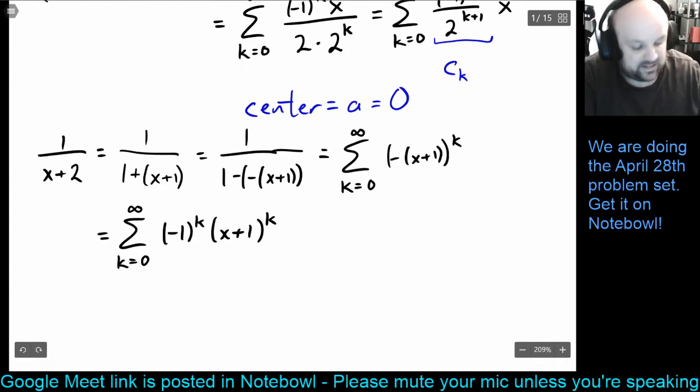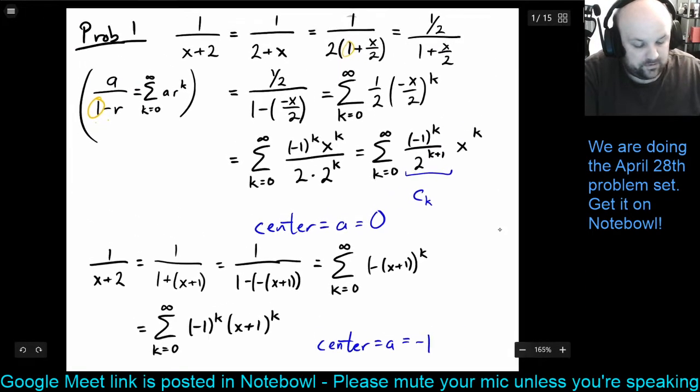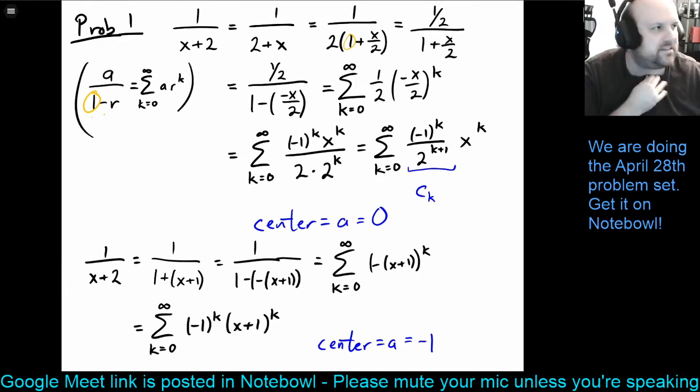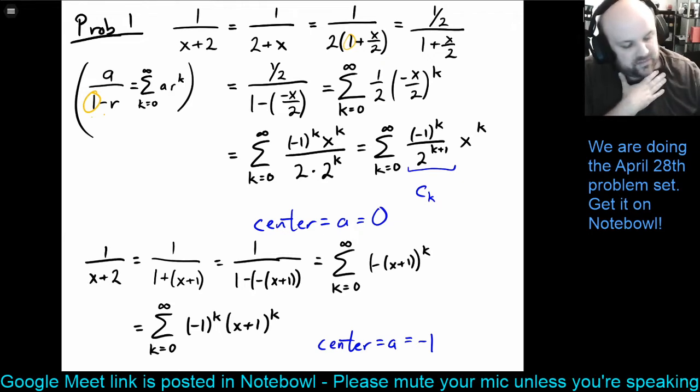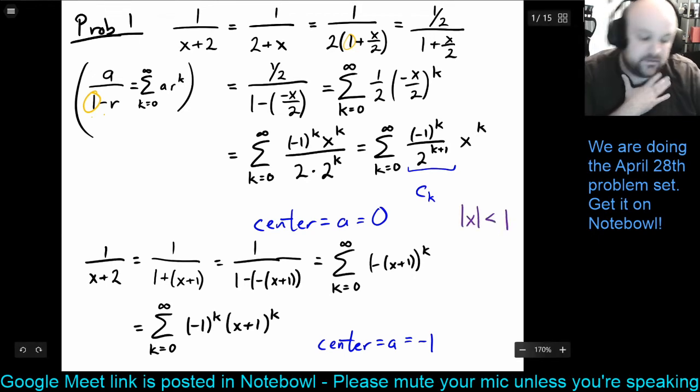Right? So now this one's center, remember the center is x minus a, so this center is negative 1. So there's a few ways to go about this. Okay? Hopefully that makes some kind of sense. Here, we know that this is going to converge for absolute value of x less than 1. Right? That's sort of what the geometric series tells us.